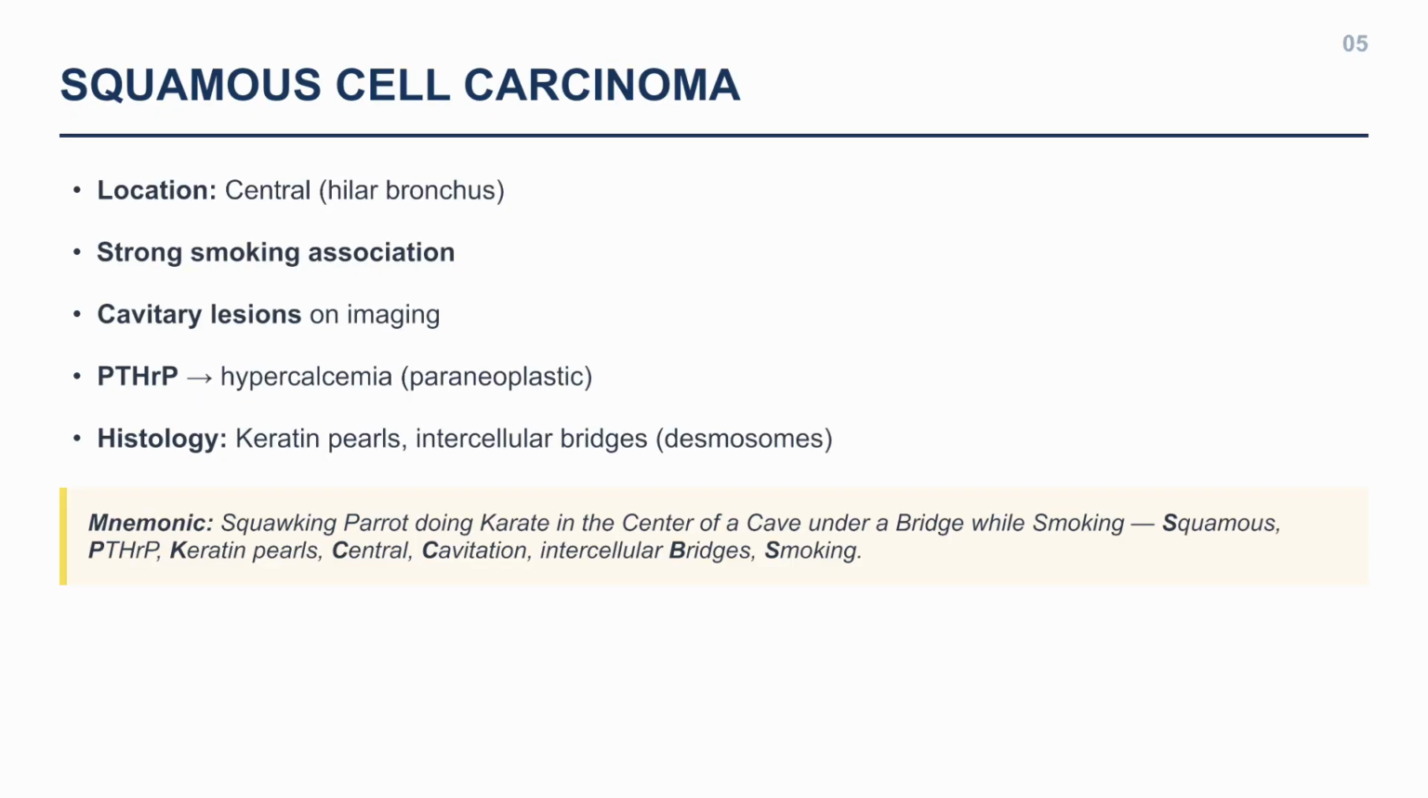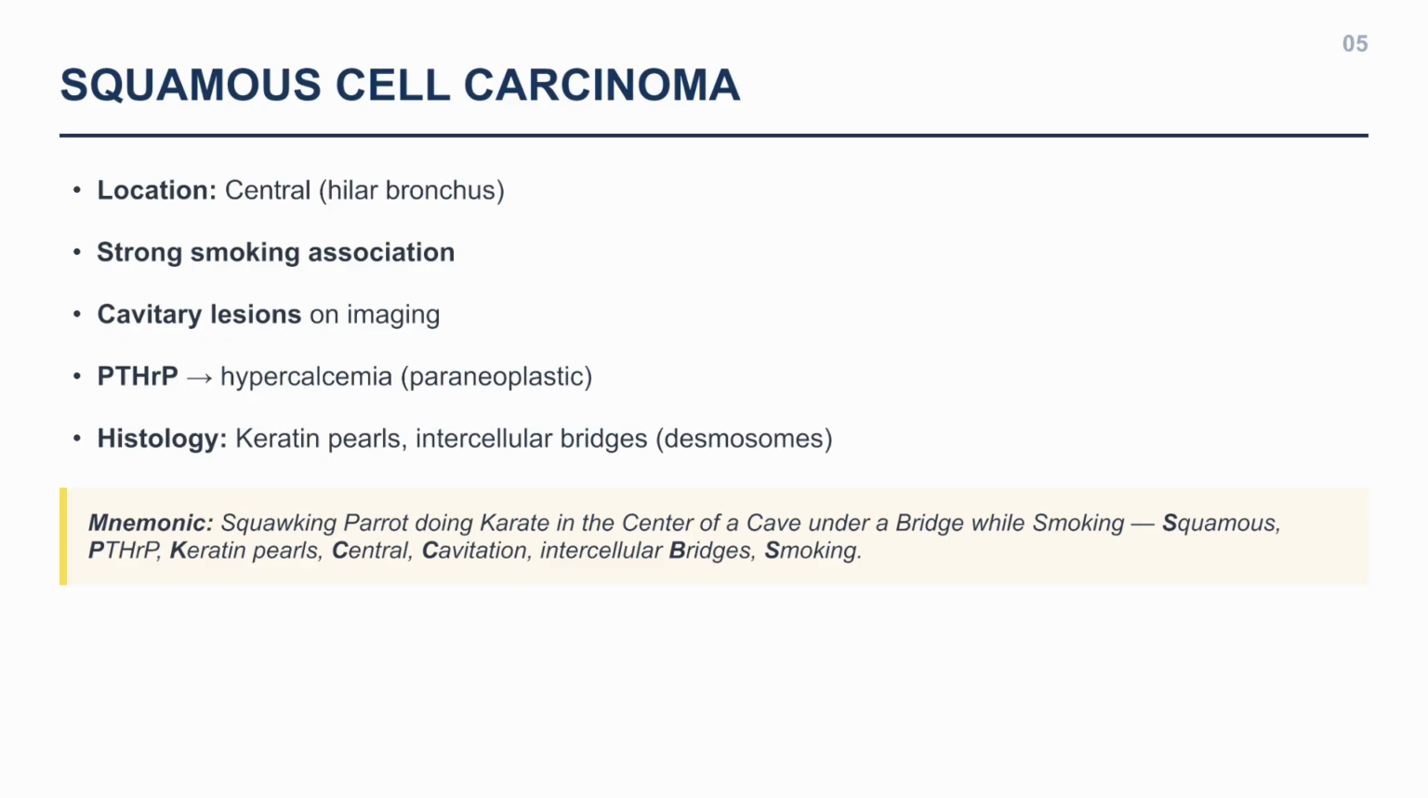Squamous cell carcinoma is the centrally located non-small cell type with a strong smoking association. Imaging classically shows cavitary lesions arising from a hilar bronchus. The defining paraneoplastic feature is secretion of parathyroid hormone-related peptide, or PTHrP, which causes hypercalcemia of malignancy. Histology shows keratin pearls and intercellular bridges, which are desmosomes.